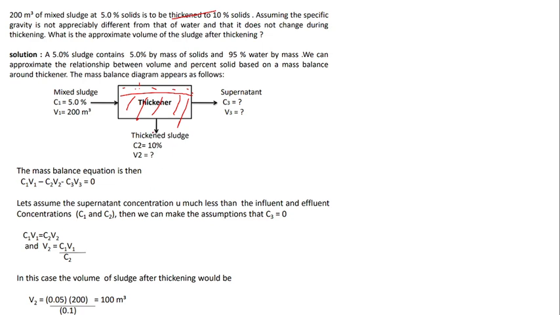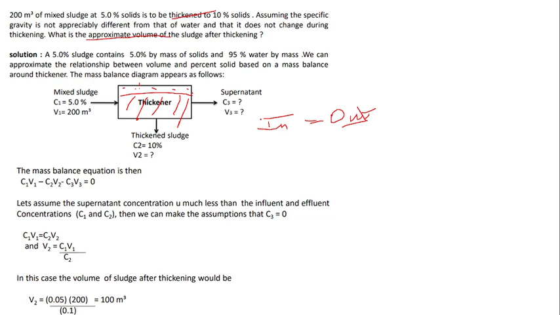Next, the volume of the thickened sludge is the exact one asked in the question. Now, to solve this one, we have to take the mass balance. That is, whatever is coming in is equal to whatever is going out. Here the inlet is only the mixed sludge, but the outlet streams are two different streams: one is the thickened sludge and the other is the supernatant.